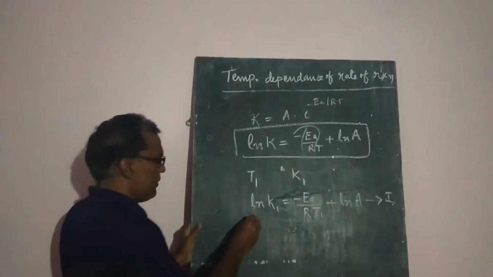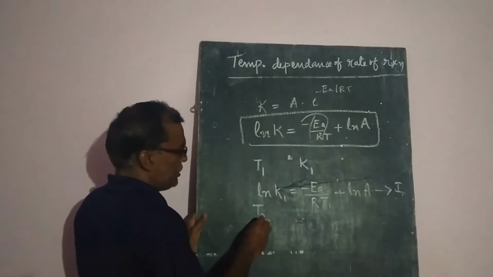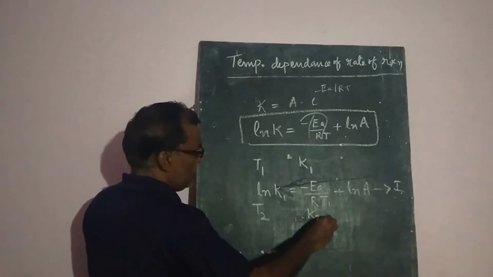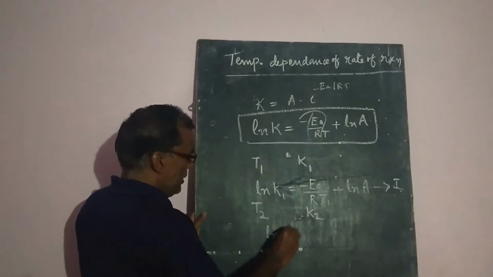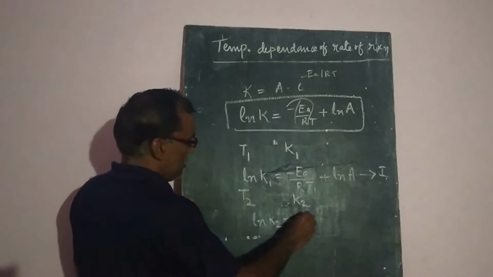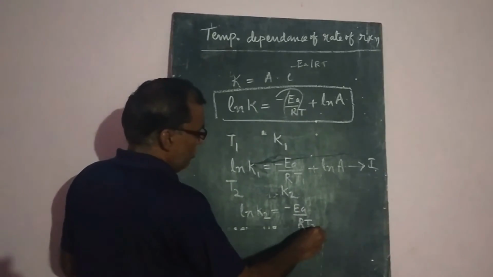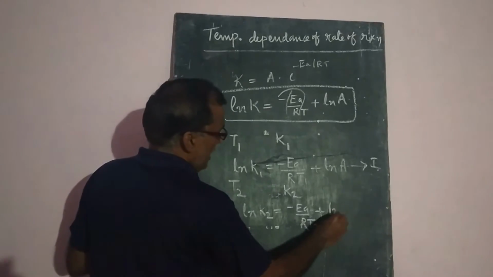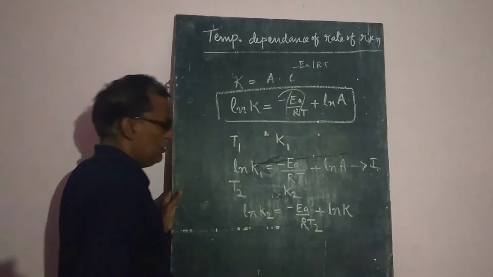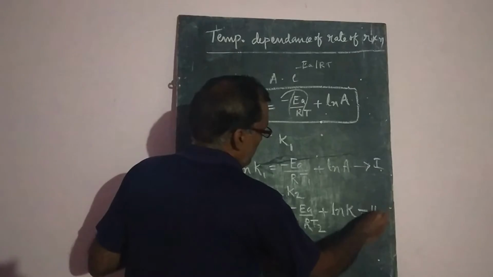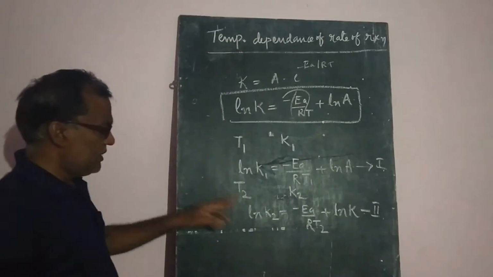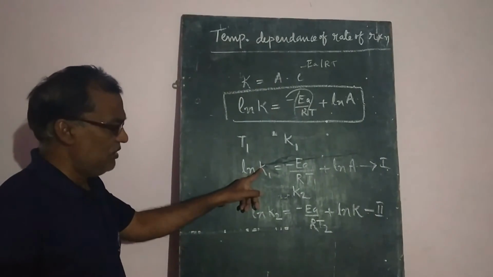Suppose at a different temperature, after increasing the temperature to T2, its rate constant is K2, the equation will become natural logarithm of K2 is equal to minus Ea by R, where R is the gas constant and T2 is the temperature, plus the constant value. This is the second equation. So this is the final, and that was the initial values.